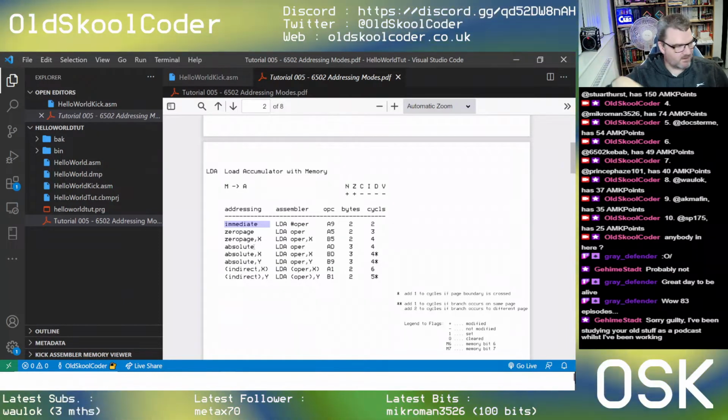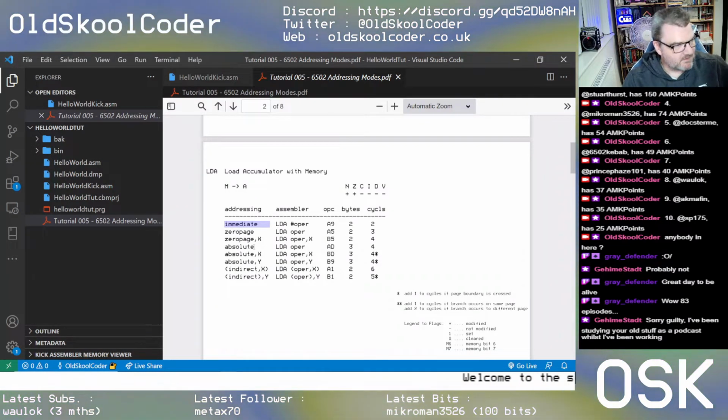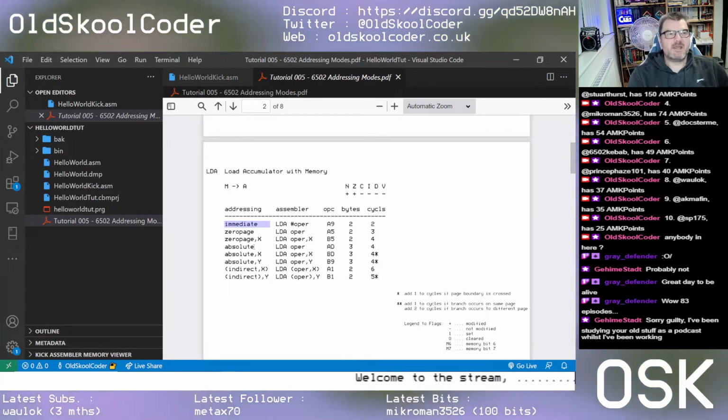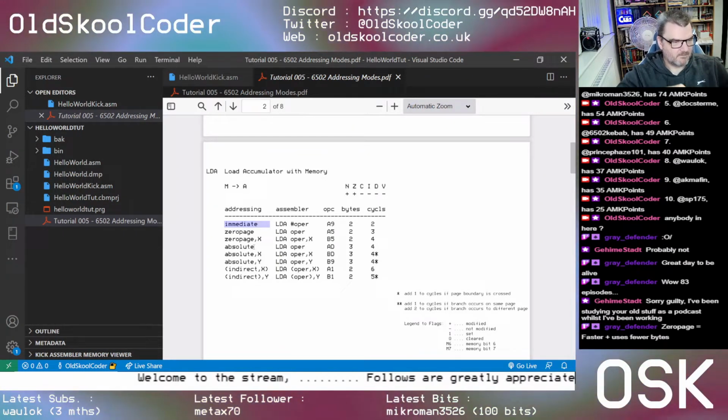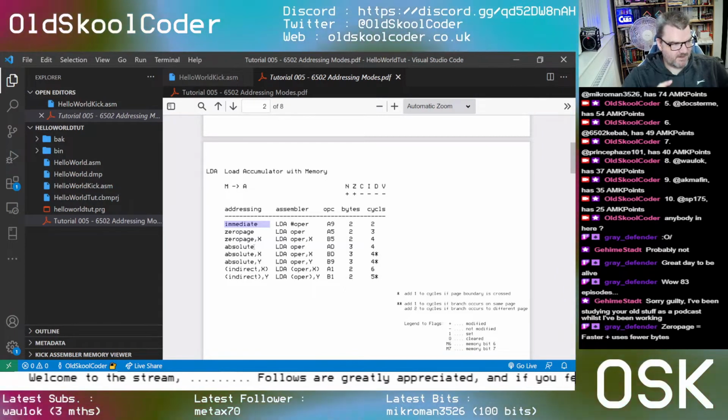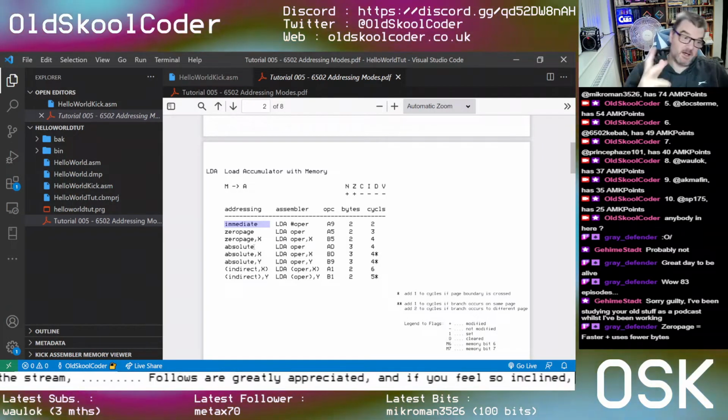I've got slides that are going to go through this. Absolute addressing means I am... Yes, 0 page is faster and uses fewer cycles as well as fewer bytes.